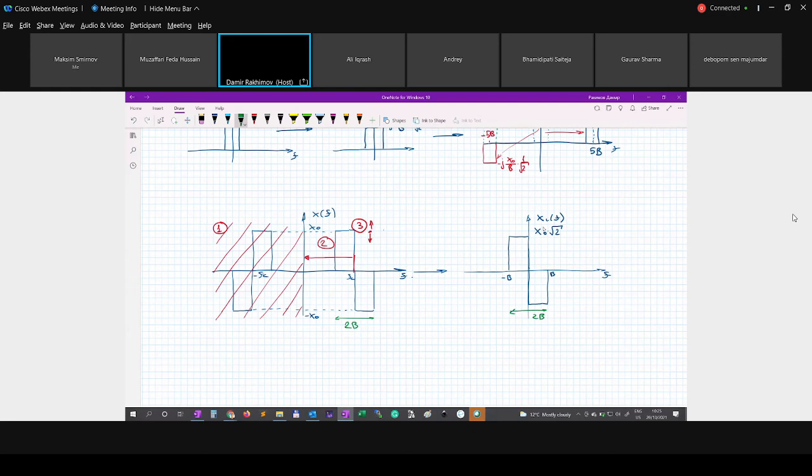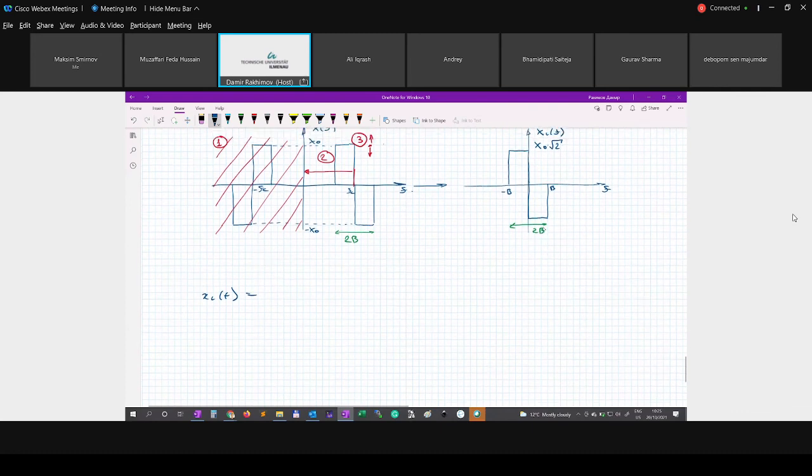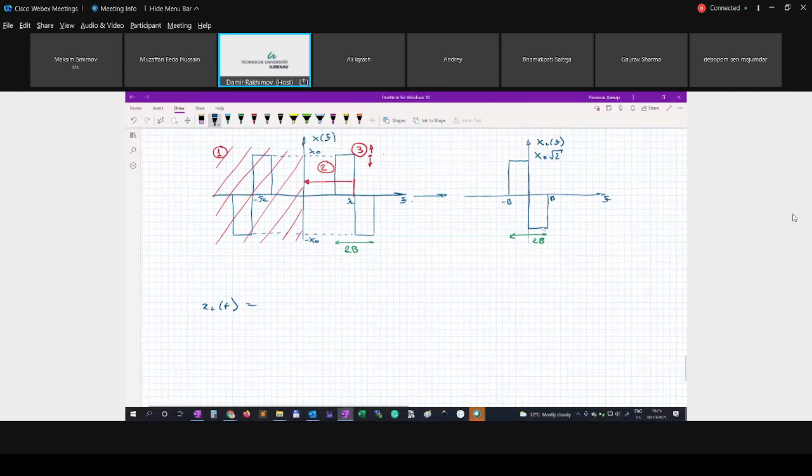Now we need to find the corresponding signal in time domain, xl of t. We know how our spectrum in low pass range looks like. Before that, I will ask you: what's the expression for the spectrum of the signal in low pass range?